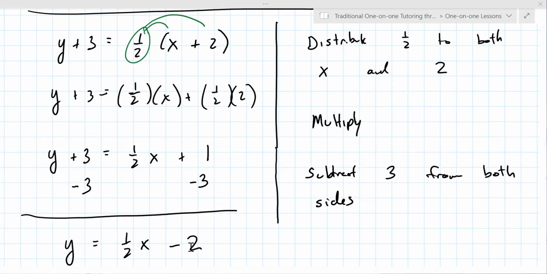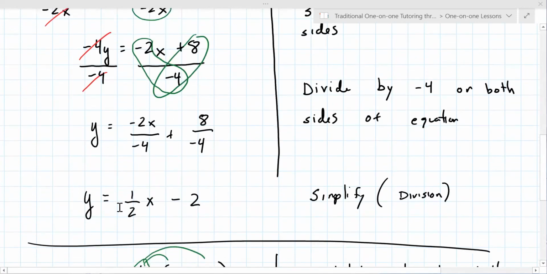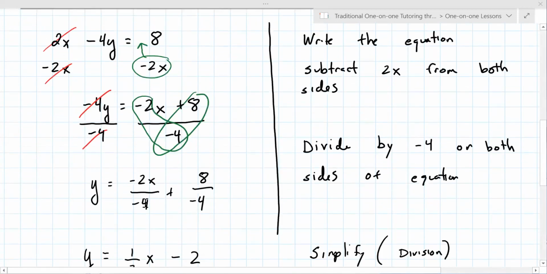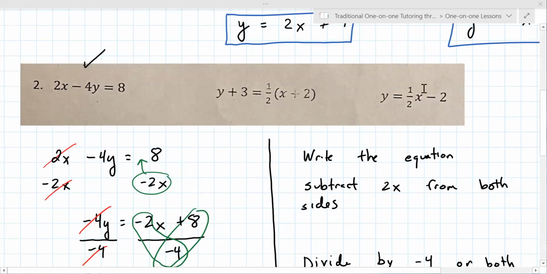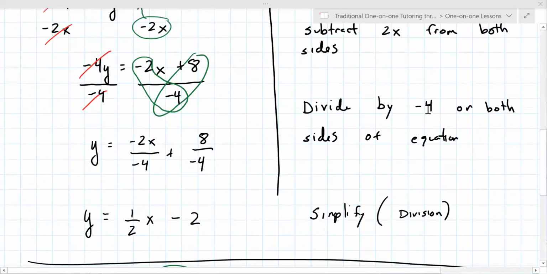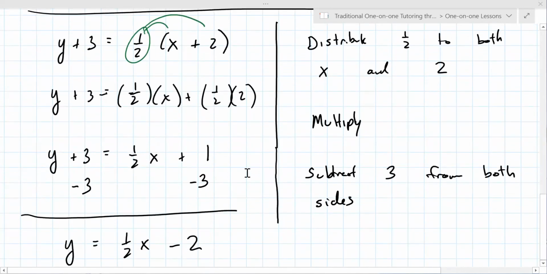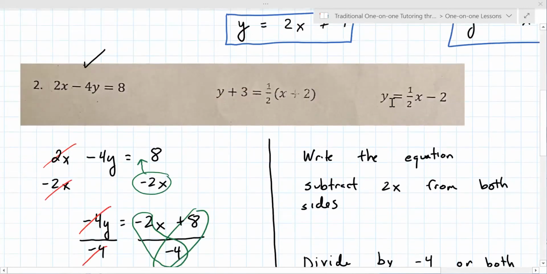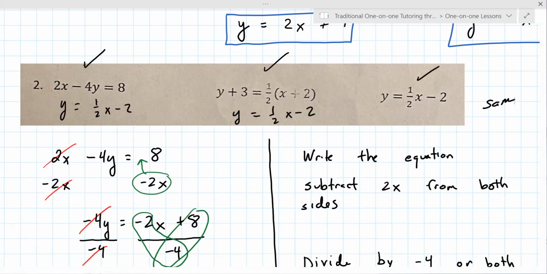All right. So now, are this line right here and this line right here the same as this right here? Sure looks like it, right? They're all 1/2 x minus 2. Do you see that? This becomes y equals 1/2 x minus 2. This becomes y equals 1/2 x minus 2. So they're all the same. Is that all right? Yeah.